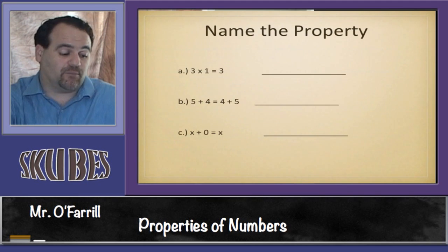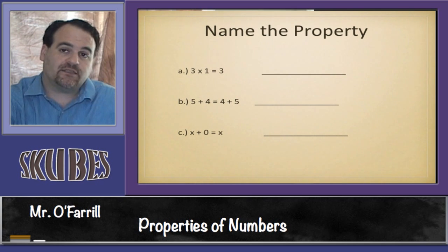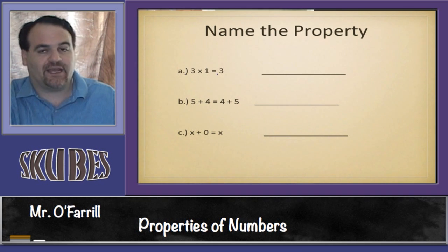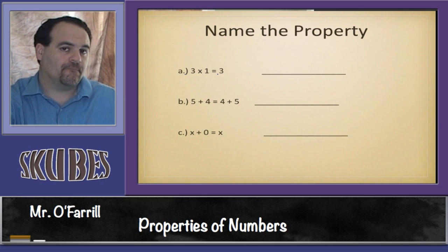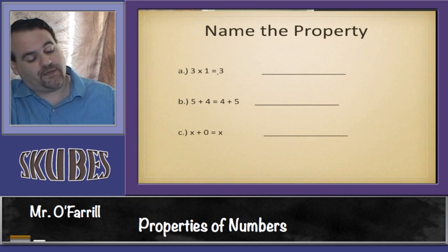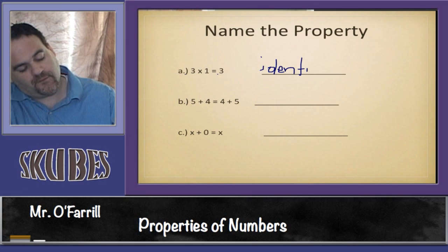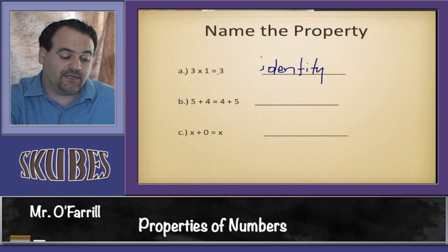So let's look at a few examples. In our first one, we're saying 3 times 1 equals 3. We started with 3, we multiplied it by something, and it remained the number 3. Which property is that? That's right. It's an identity property, because the number 3 kept its identity.